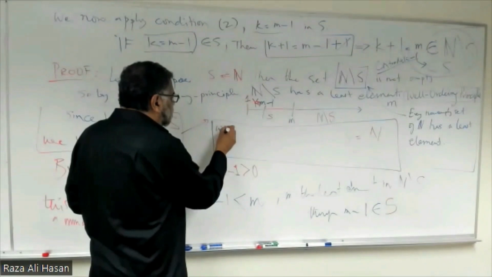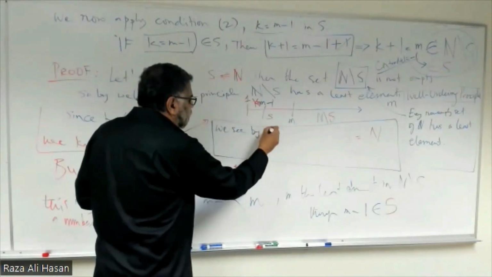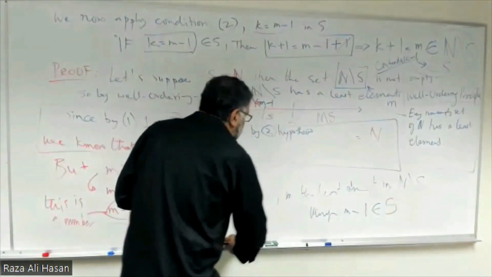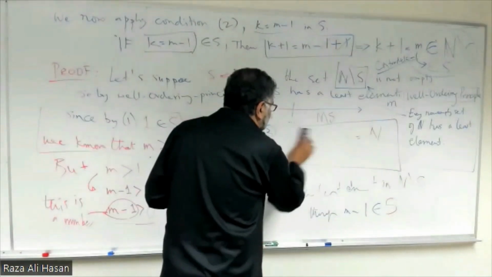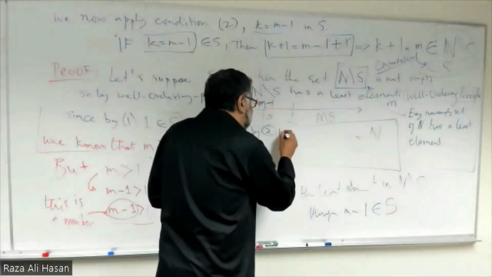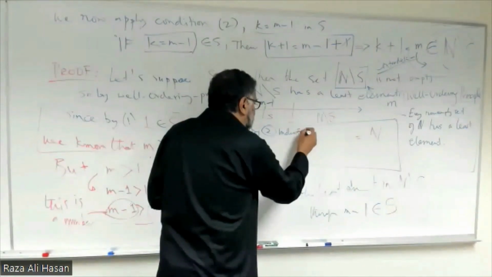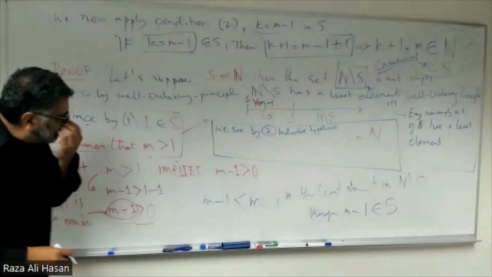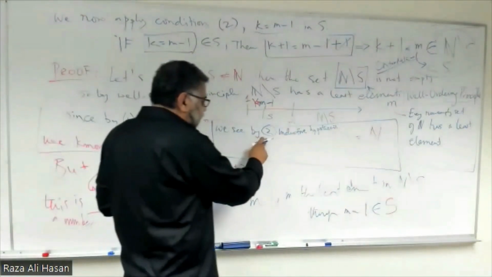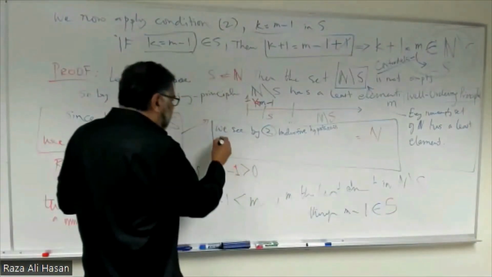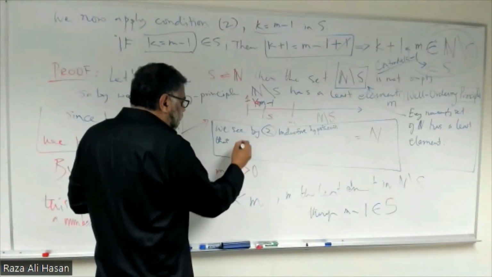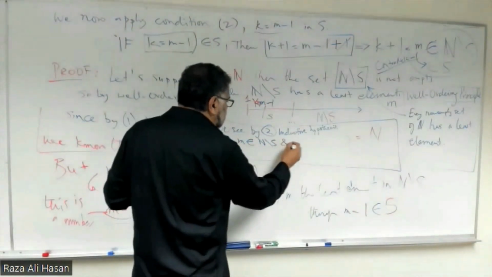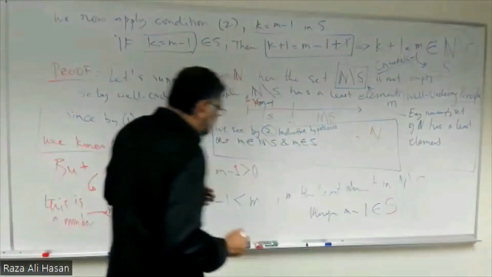We see by number 2, this is called, okay, sorry, now I'm getting nervous again. Inductive hypothesis. I can't even say this word. Hypotheses. So we see by number 2, the condition 2, the inductive hypotheses, that M belongs to N and M belongs to S.